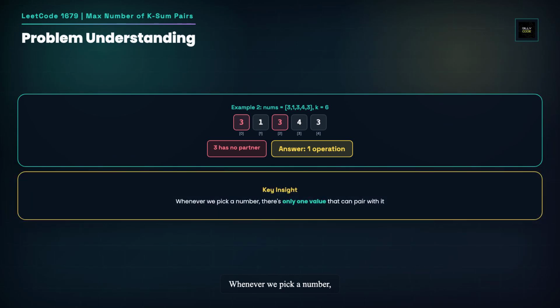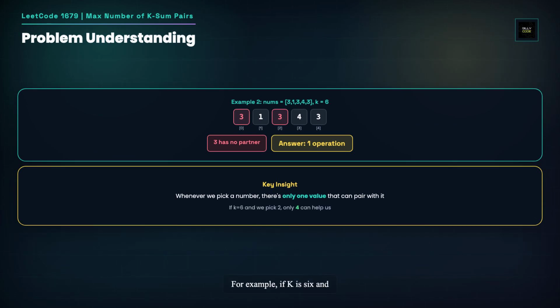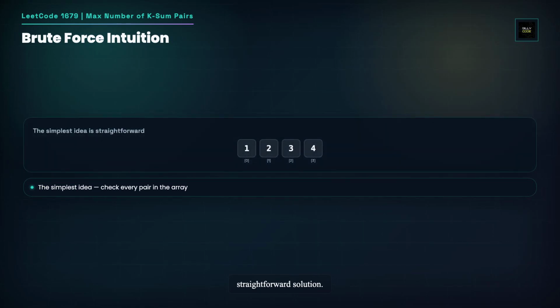These examples show something interesting. Whenever we pick a number, there is only one value that can pair with it. For example, if k is 6 and we pick 2, then the only number that can help us is 4. No other value matters. Keep that thought in mind. It'll become very useful later. But before we get there, let's think about the most straightforward solution.